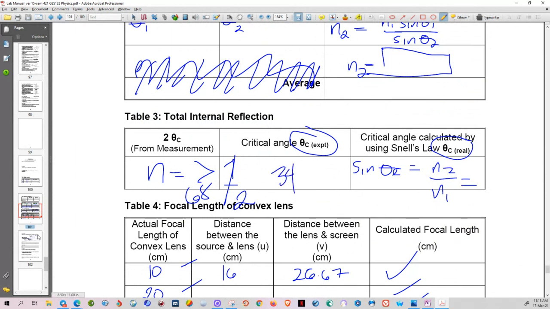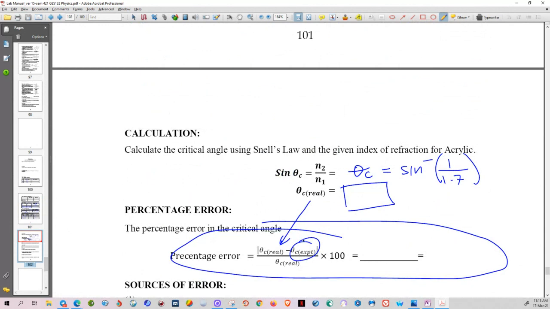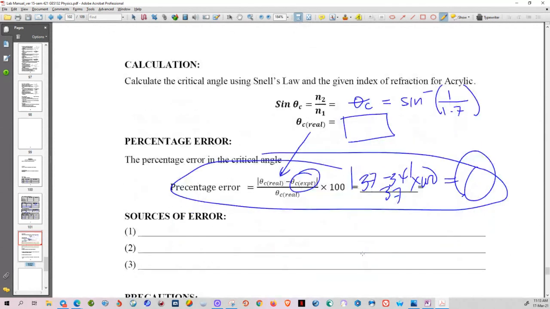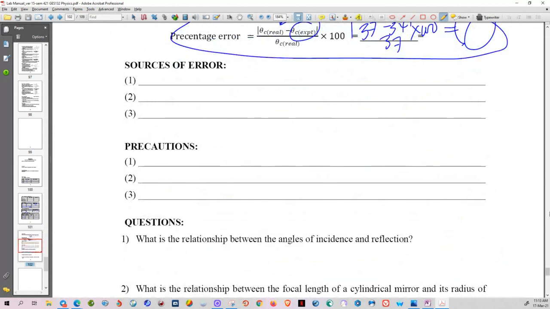Okay? So in the percentage error, this will be, for example, the real one by calculation, for example only, is 37, and the experiment 34, divide by 37, multiply 100%, absolute value. That's the percentage error. Okay? That's what you will do here. Nothing else. Sources of error.